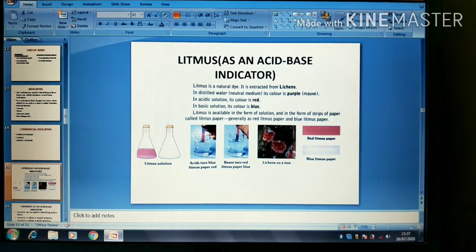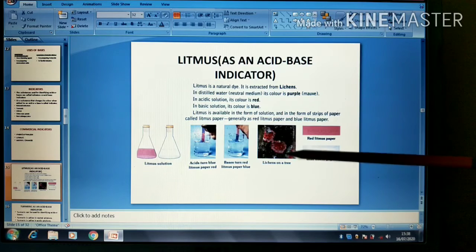Now in distilled water or in neutral medium, the color of litmus is purple. In acidic solution its color is red. In basic solution its color is blue, and litmus is available in the form of solution and also in the form of strips of paper called litmus paper, generally as red litmus paper and blue litmus paper. So you can see here we have this strip of paper, this is red litmus paper and this is blue litmus paper.